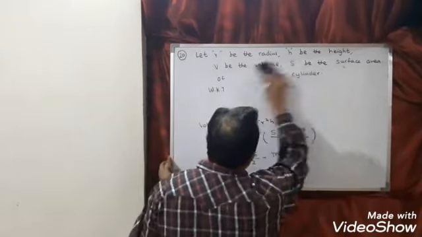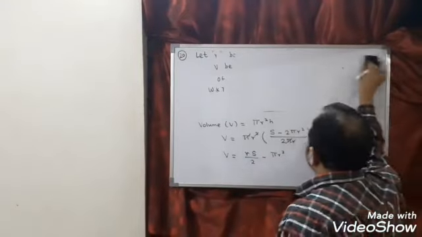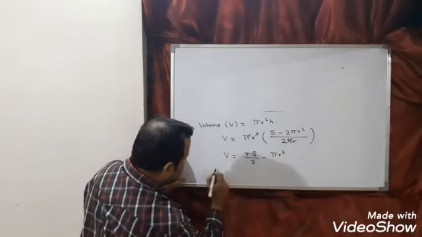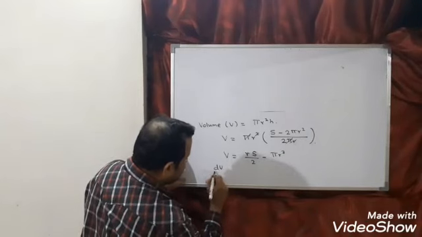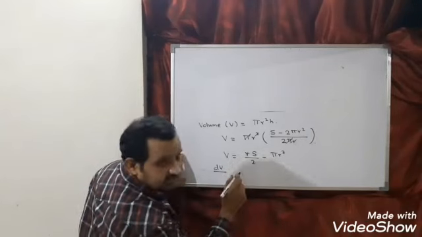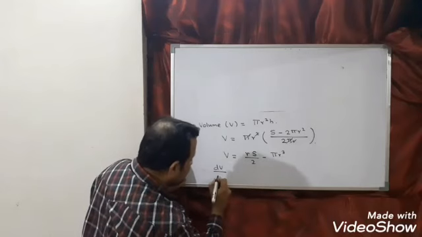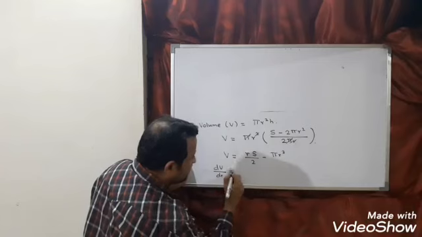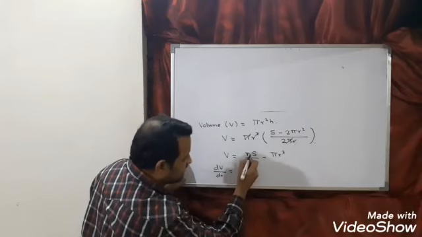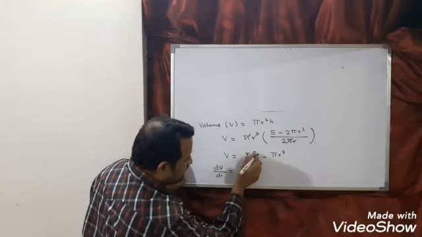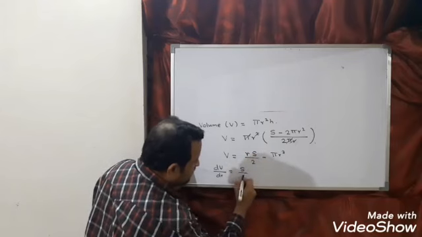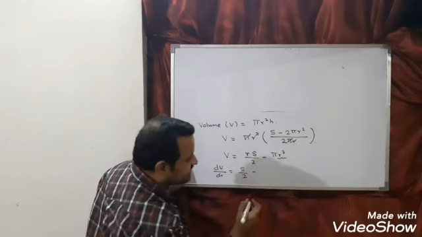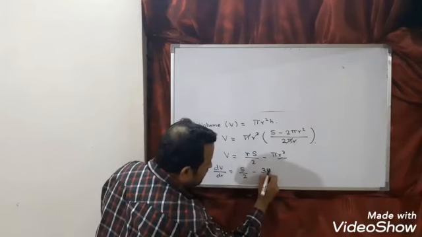So let us find dV by dr. Since r is the variable, with respect to radius we have to differentiate. So you will get here s by 2 minus, differentiation of r cube is 3r square, so 3 pi r square.